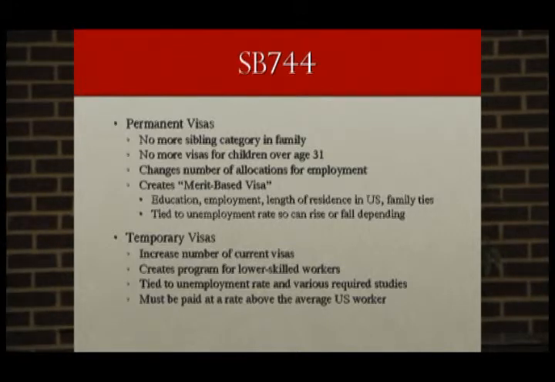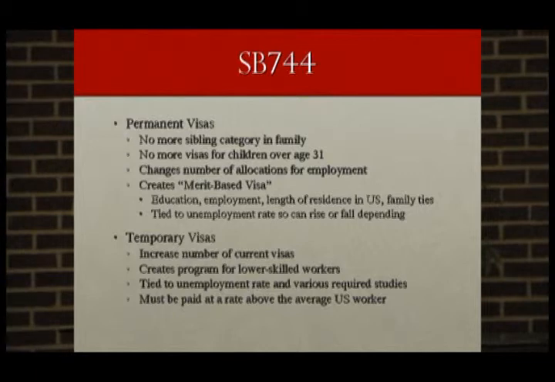These are the main changes in the permanent visa category. First of all, it's erasing entirely the sibling category. So when we looked back at that list of family categories, you could petition for your brother or sisters if you're a United States citizen. That will no longer be available. They will no longer have visas for children over the age of 31, so I would not be able to petition for my beautiful daughter if she were over the age of 31, which is 31 years from now, so that's not an issue.